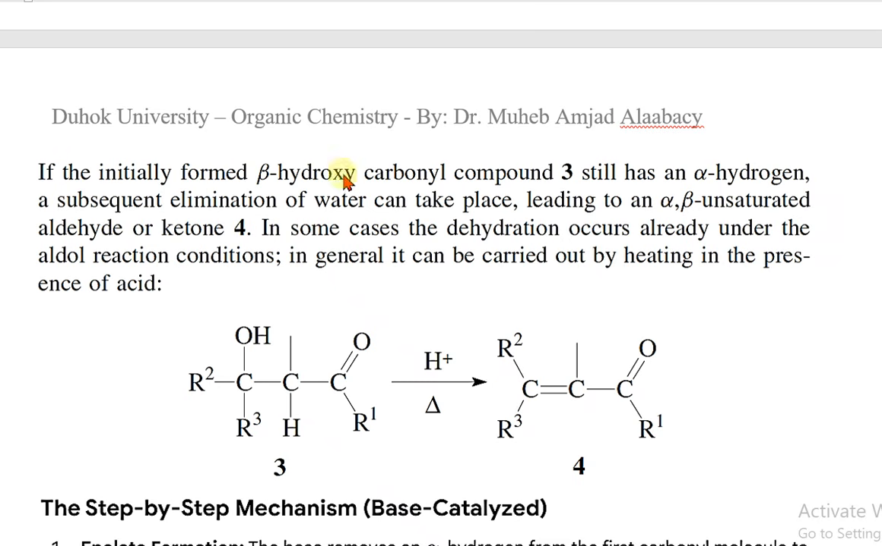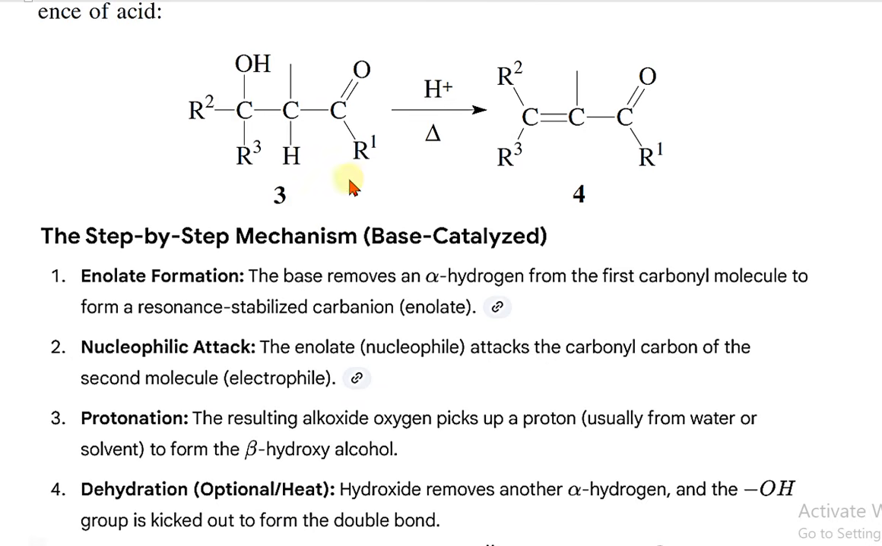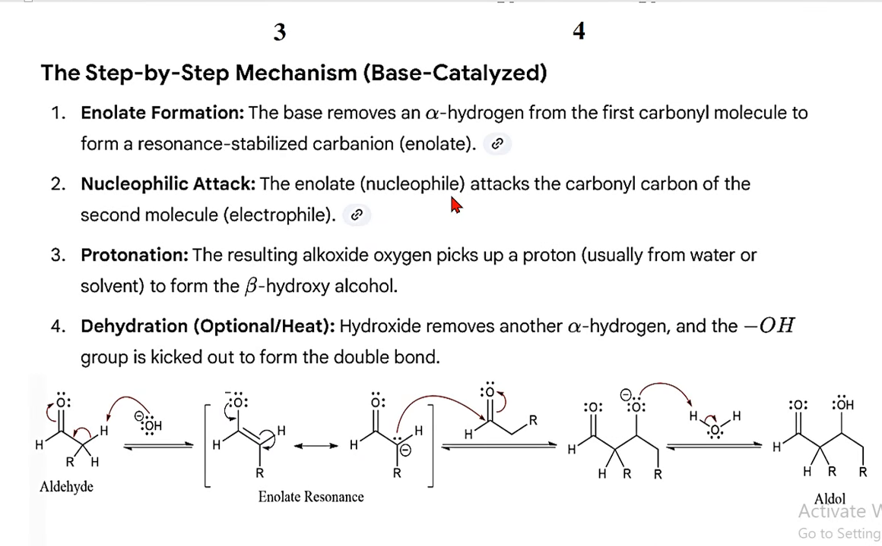If the initially formed beta hydroxycarbonyl compound still has alpha hydrogen, as we have here, subsequent elimination of water can take place, leading to an alpha beta unsaturated aldehyde or ketone. In some cases, the dehydration occurs already under the aldol reaction condition. In general, it can be carried out by heating in the presence of acids. So sometimes directly it will give you the alpha beta unsaturated carbonyl, according to the condition that we use in this reaction. So this is about the mechanism.